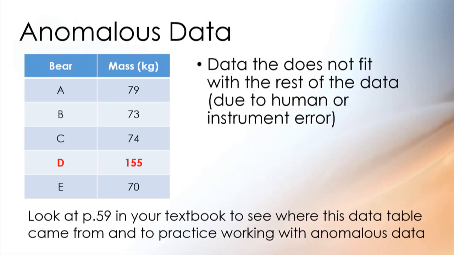You might remember learning about outliers in science last year. An outlier is an anomalous data point in a graph. In a data table, it's called anomalous data.